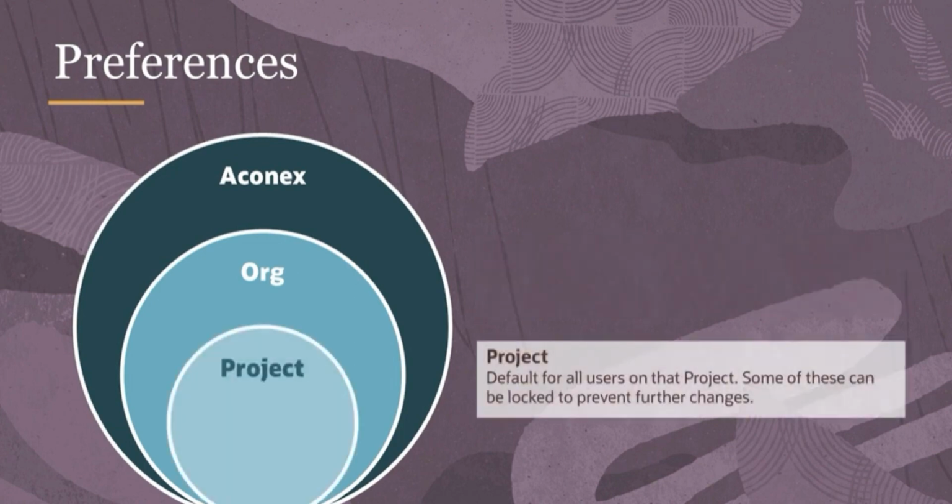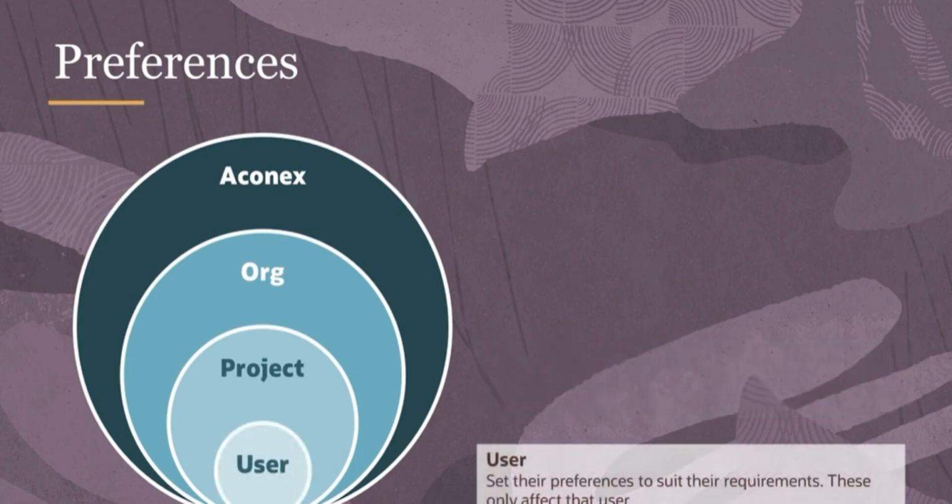Then we have project level preferences. Again, the defaults at this level filter down from the levels above, but you can change and override certain ones. And as with the org preferences, you can lock certain ones to prevent changes at the user level below. Finally, we have the user level preferences. Anyone who has an Aconex account can change certain preferences that relate to just themselves, and we cover those in more detail in another video.